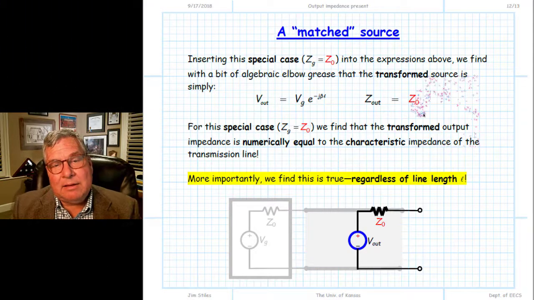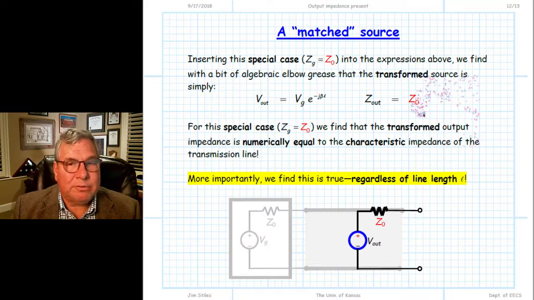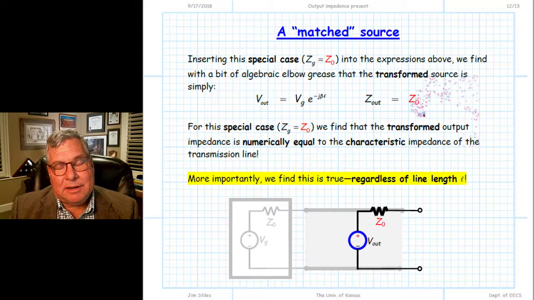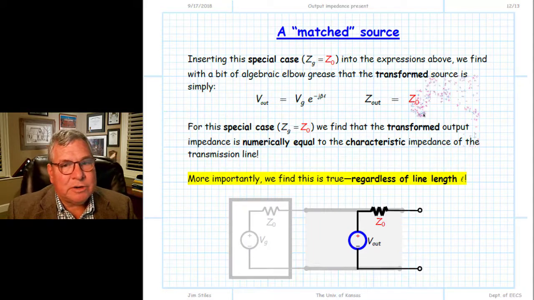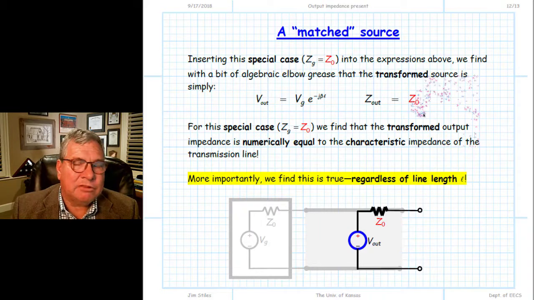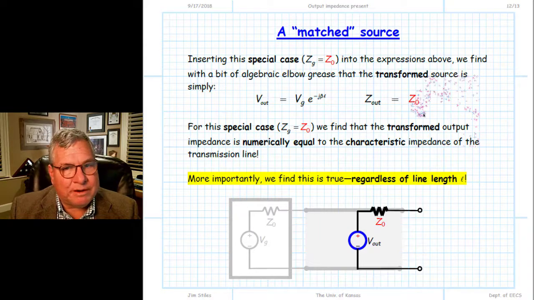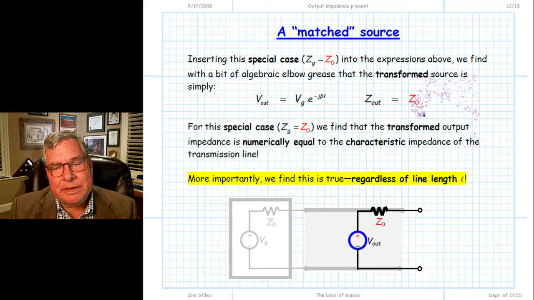We take the results we had for the transimpedance parameters of a lossless two-port device and the transformation of that source from our original source to a new source. Now we look at the situation where the original source impedance ZG is equal to Z0. We diligently do all the algebra and figure out what the new transformed open circuit voltage V out and the new transformed source impedance Z out are.